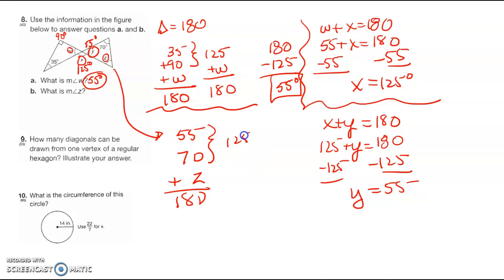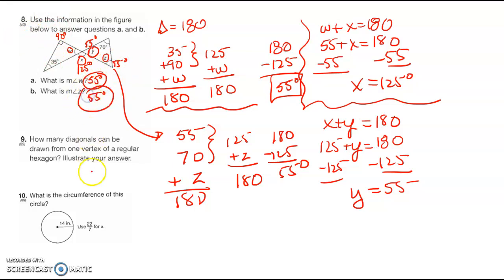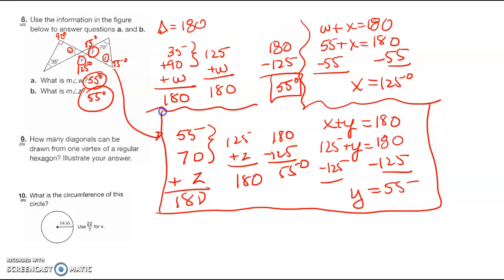So I get 125 plus Z is equal to 180. So I'm going to subtract, and I get 55. So this is 55. They're both 55. Interesting. Okay, and I'm going to have to erase something because all of the red is question number 8. So let me do a different color here.